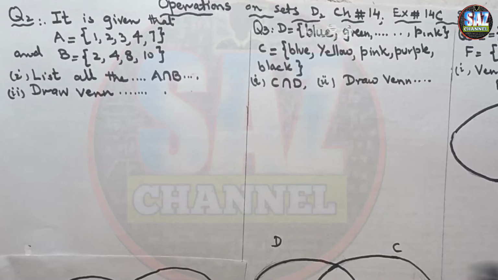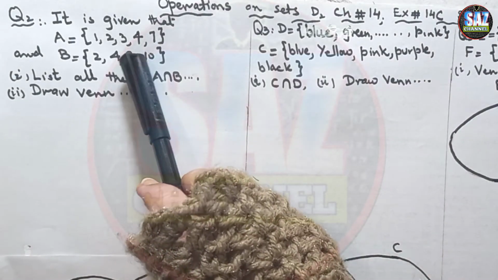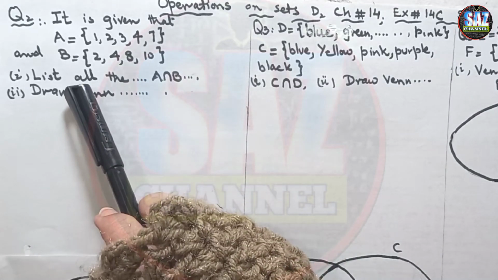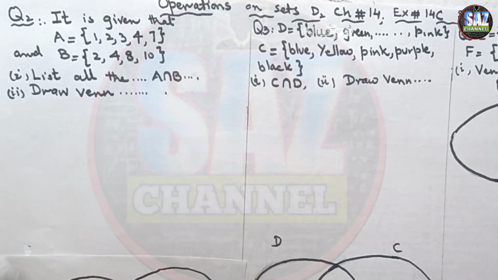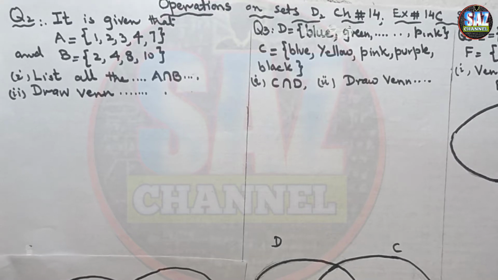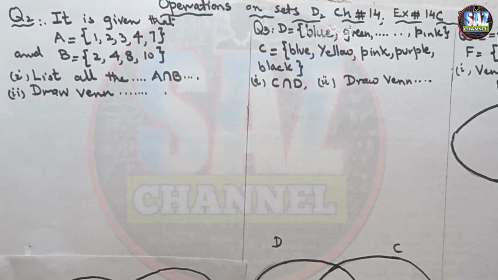Question 2 says it's given that set A contains the elements 1, 2, 3, 4 and 7 and set B contains the elements 2, 4, 8 and 10. First part says list all the elements of A intersection B in set notation. So first of all, we have to find the elements of A intersection B in set notation, and then we have to draw the Venn diagram to represent this situation.